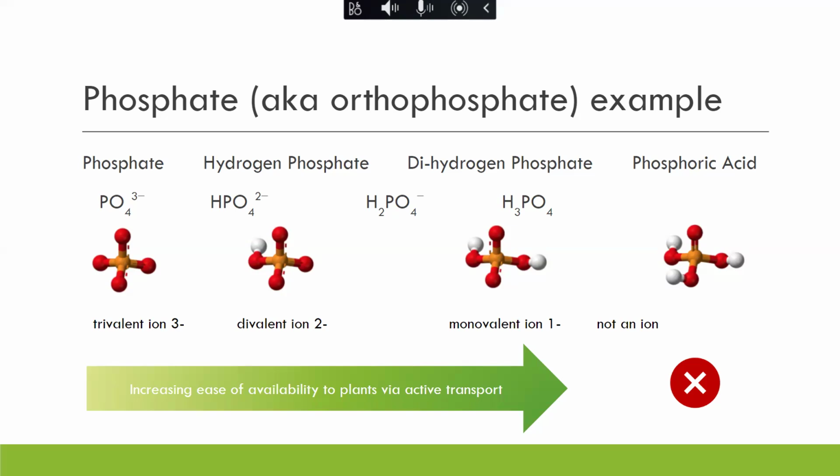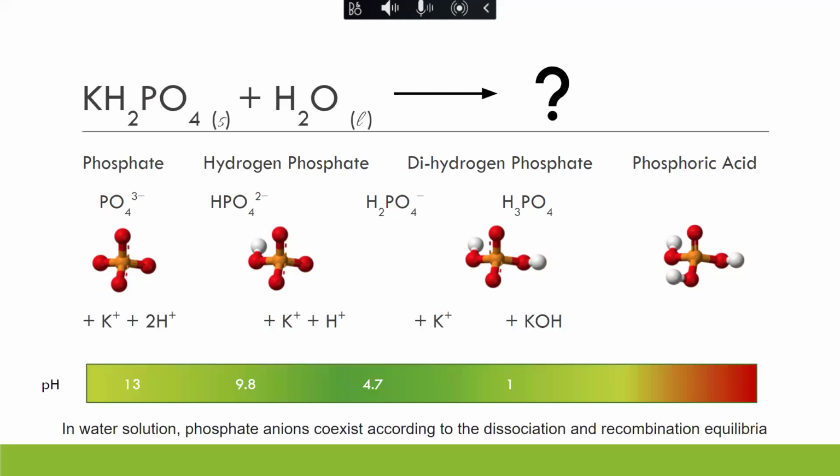actually, I apologize, I think this is actually the pH going down. But phosphoric acid is not actually available to the plant, because it's not an ion. And at that point, everything would be dead in your tank anyway. So you're not very likely to have phosphate in your tank in the form of phosphoric acid, but you can see how the pH does actually influence the availability of phosphate for your plants.